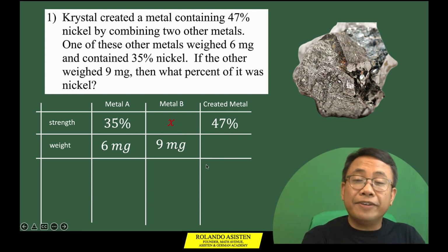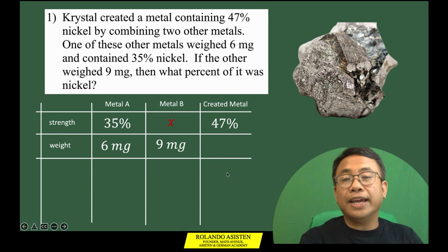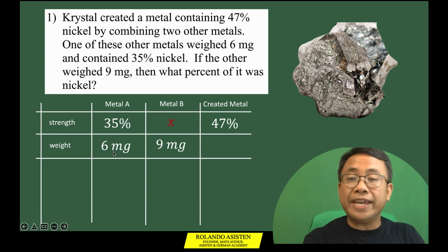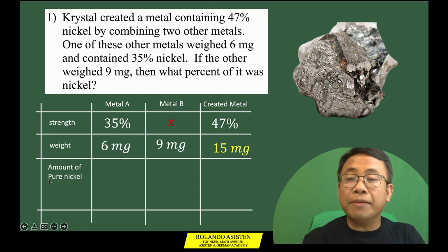Then let's use a different color. So red is for the unknown, white is for the given, and we will use color yellow for the computed value. Now, if metal A weighed 6 milligrams and metal B weighed 9 milligrams, the combined weight would be 15 milligrams for the created metal. And then let's add another row for the amount of pure nickel.